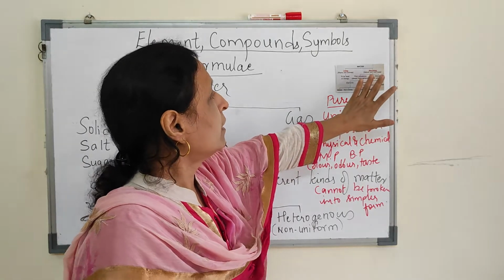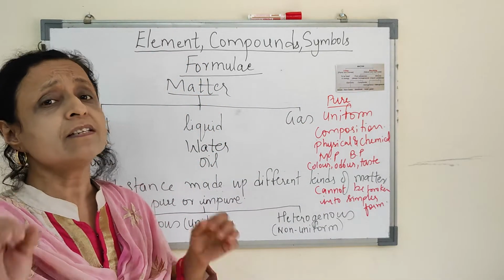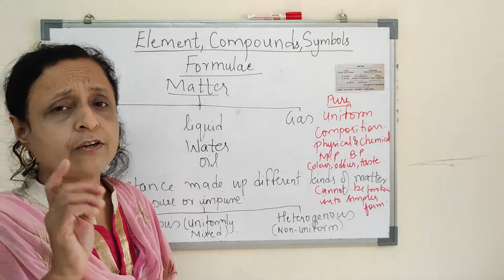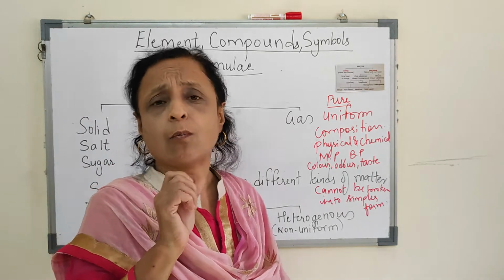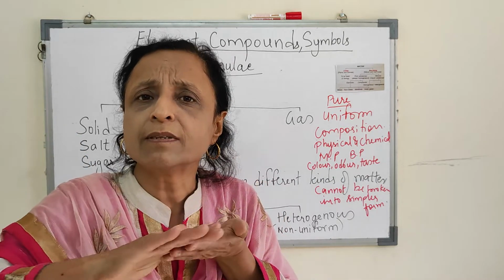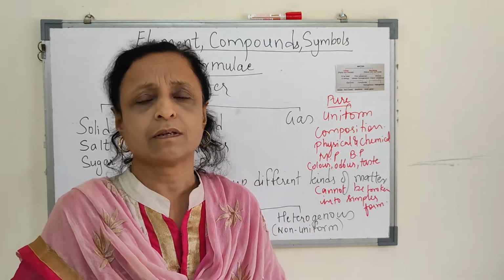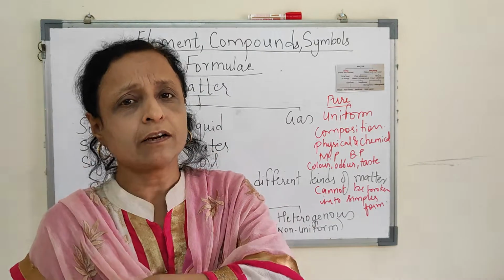Now, this mixture can be homogeneous and heterogeneous. You have to understand what is homogeneous and heterogeneous. Homogeneous means uniform, it should be the same throughout. That is homogeneous. When it's different, it is heterogeneous.